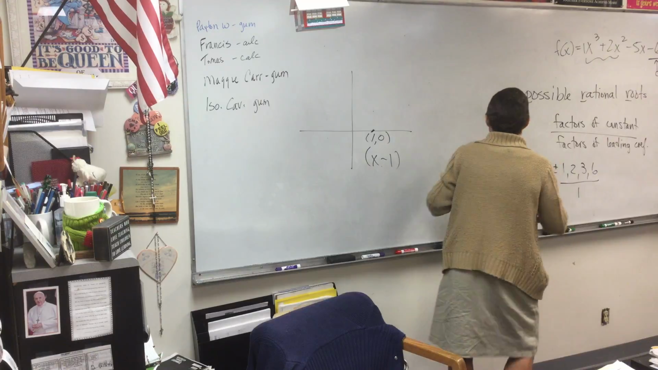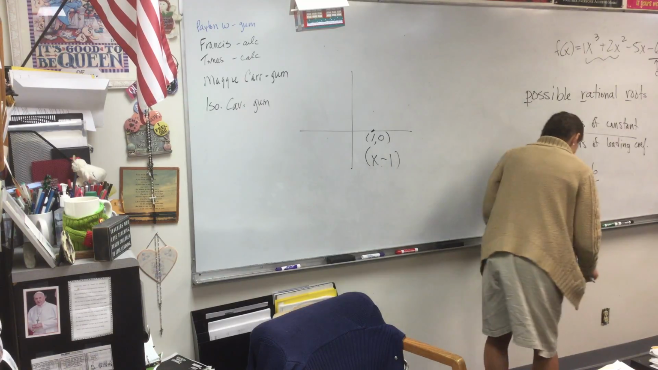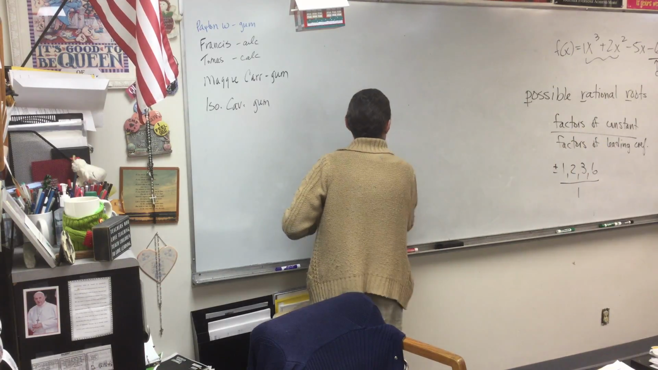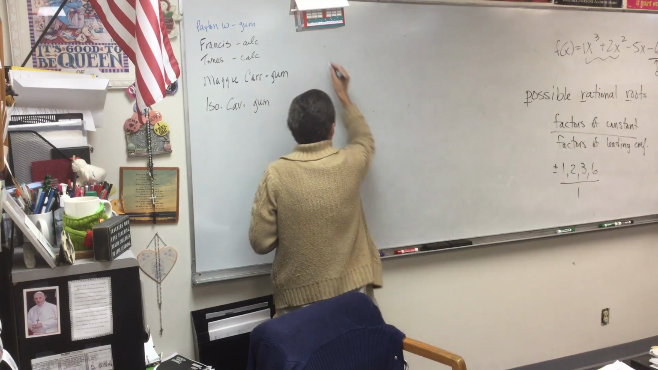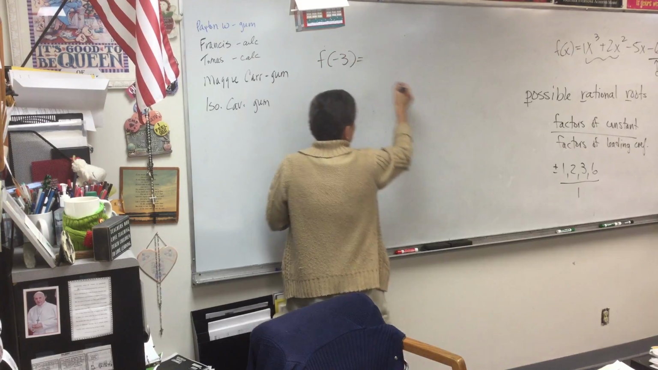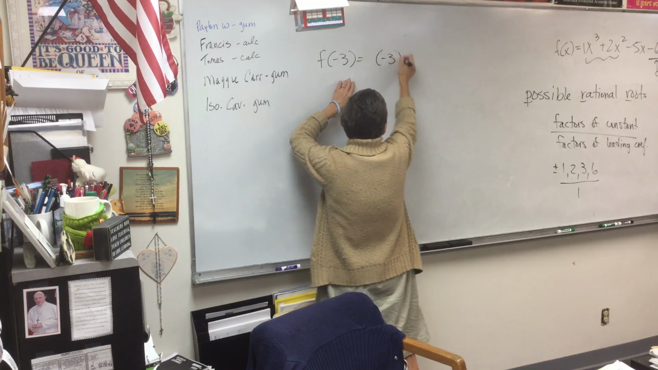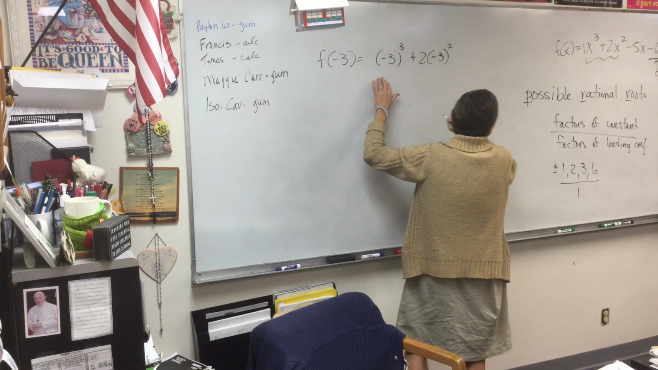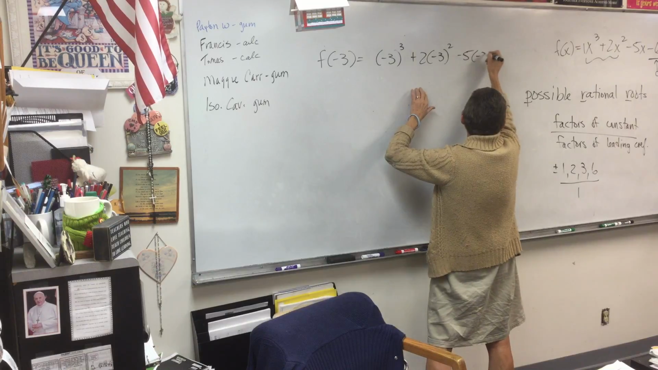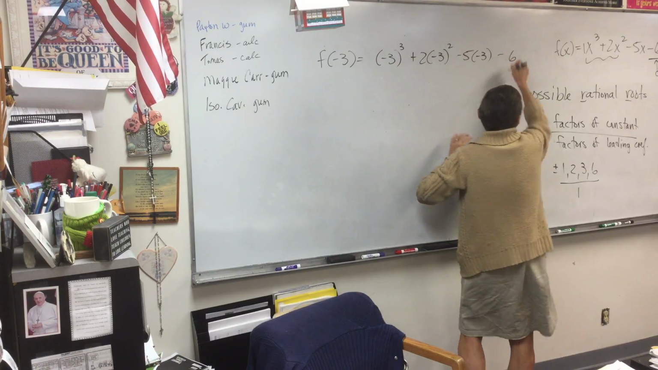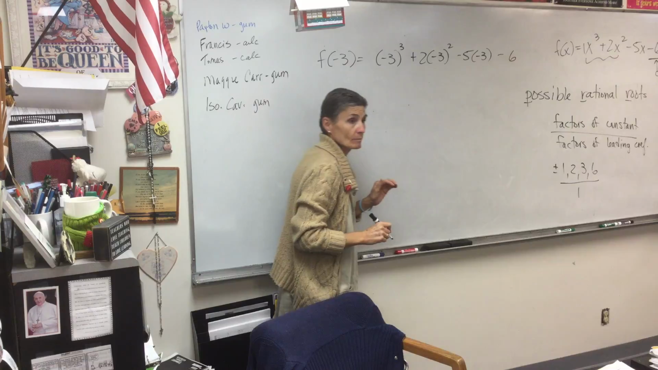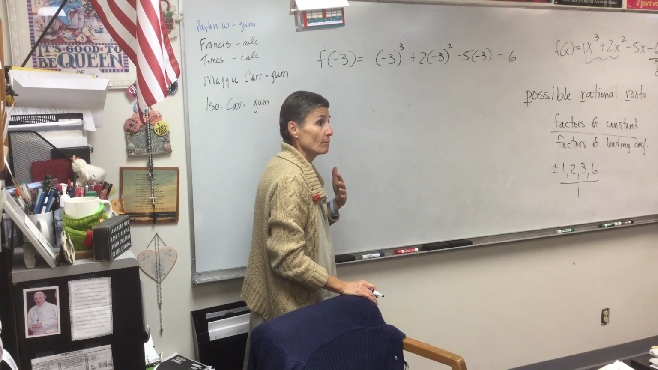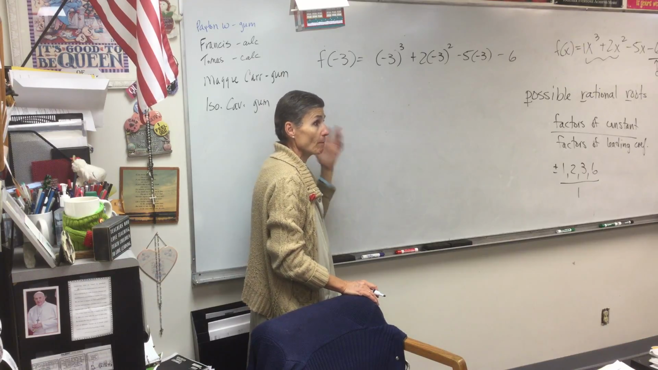Okay? So here we go. Let's try one. What's the first number you want to try? -3. All right, let's try -3. Now, you may need a calculator because you have to take -3 cubed plus 2 times -3 squared minus 5 times -3 minus 6. I'm going to try to do it without a calculator, but I'm old, I'm the teacher.